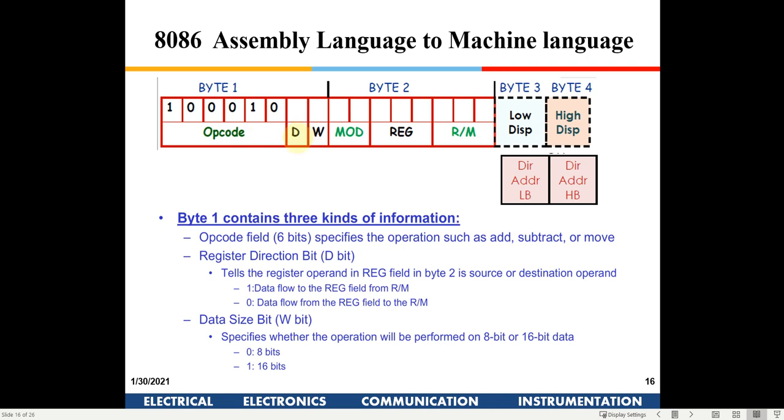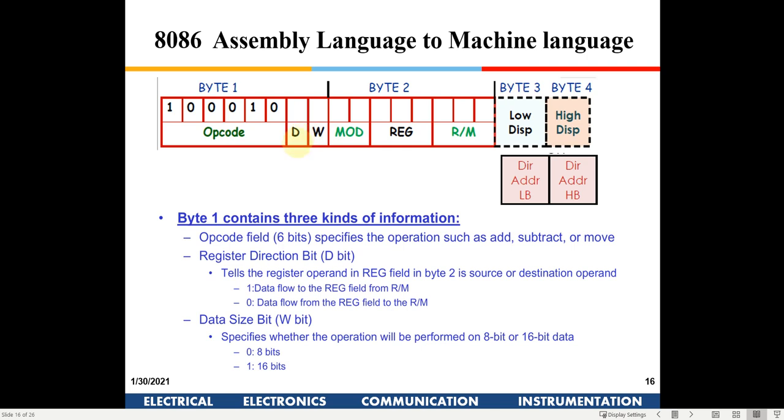Okay, D means the direction of flow. So when we come to byte 2, you will see there is one register and there is one register or memory. Here the code of the register will be written. Here the code of the second register will be written. The second could be a register or it could be a memory also.